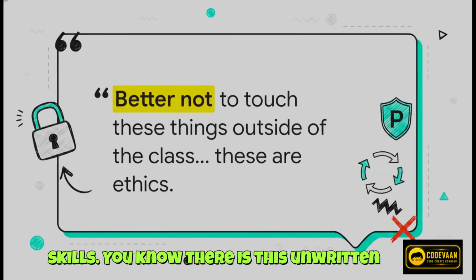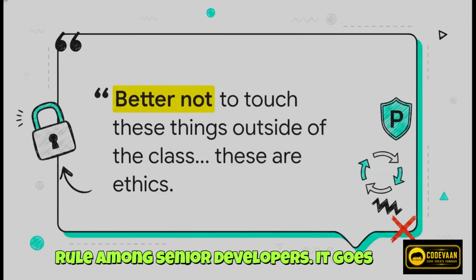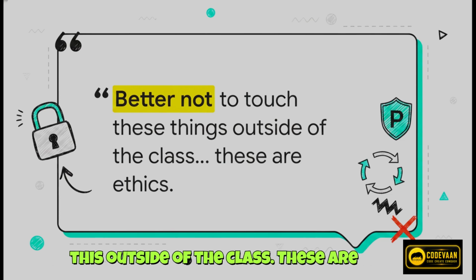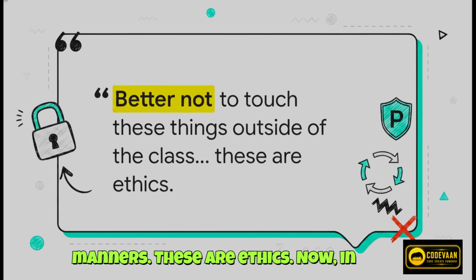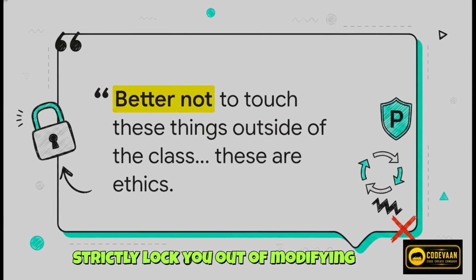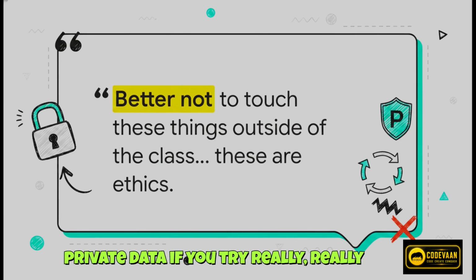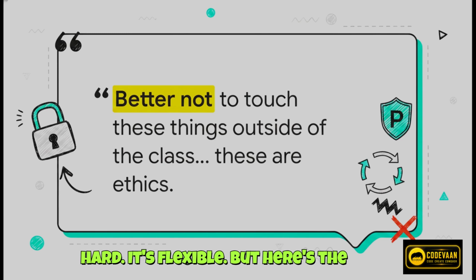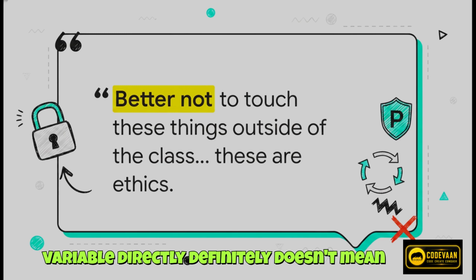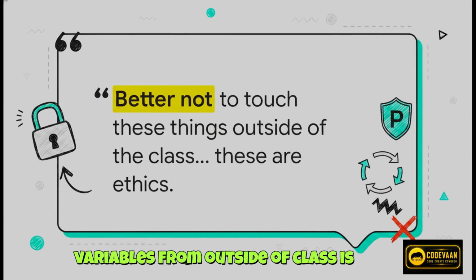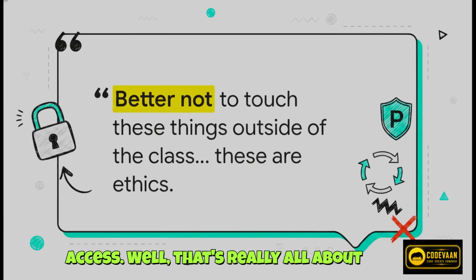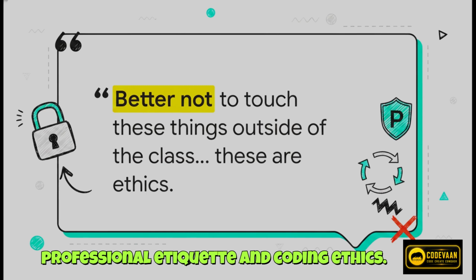You know, there is this unwritten rule among senior developers. It goes something like this: better not to touch this outside of the class. These are manners. These are ethics. Now, in Python, unlike some other languages out there, the language itself doesn't strictly lock you out of modifying private data if you try really, really hard. It's flexible. But here's the thing. Just because you can hack into a variable directly definitely doesn't mean you should. Directly modifying private variables from outside a class is considered incredibly amateurish. Following the unwritten rules of data access, well, that's really all about professional etiquette and coding ethics.